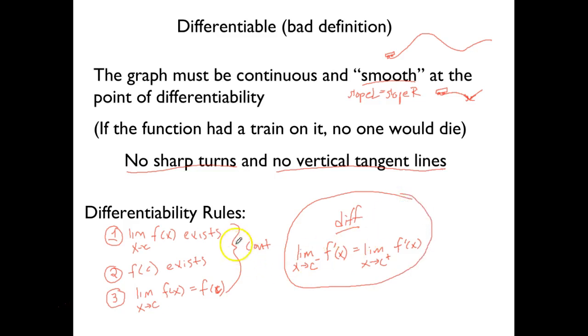So first you need to check the three continuous rules, which you know how to do because we did several lessons on it. Then you need to check if it's differentiable by checking if the slope is the same on both sides.